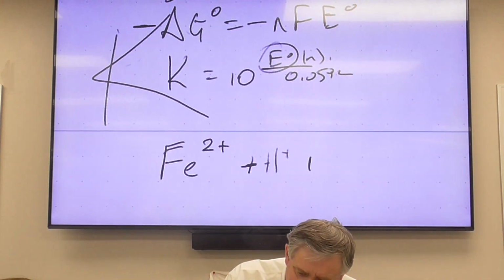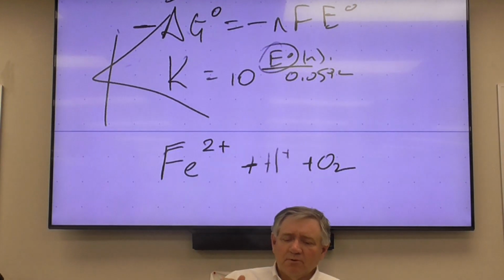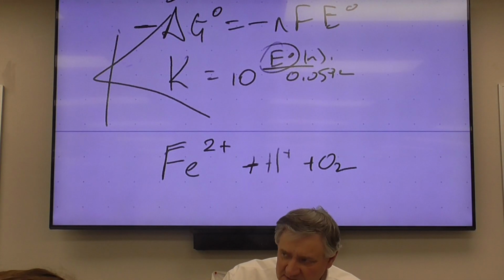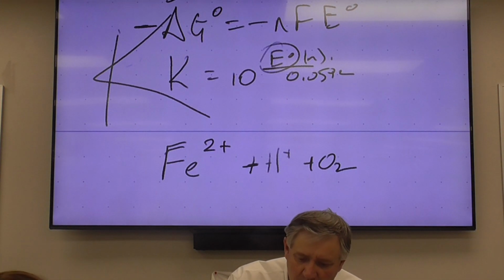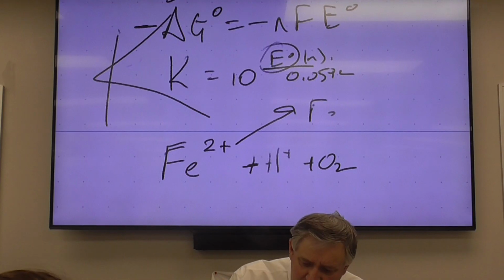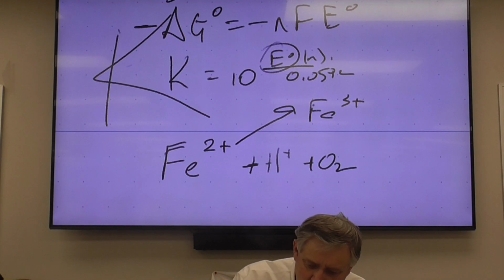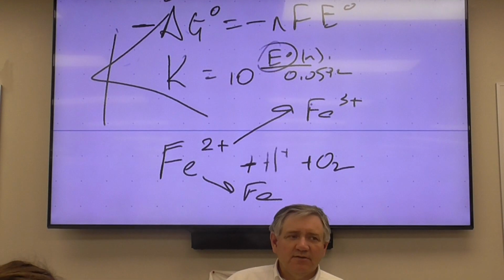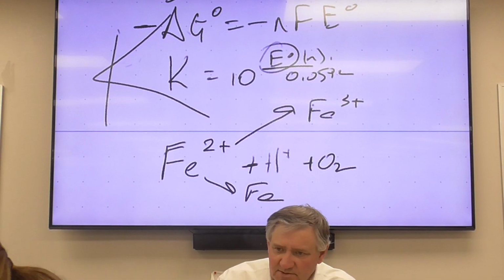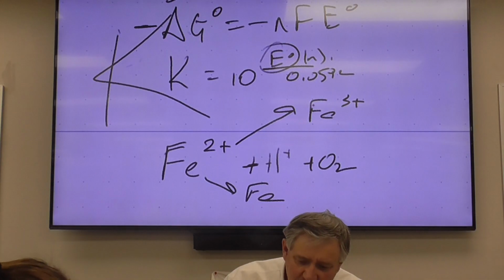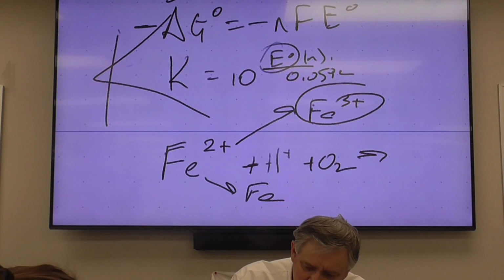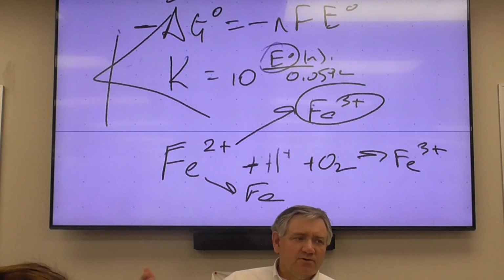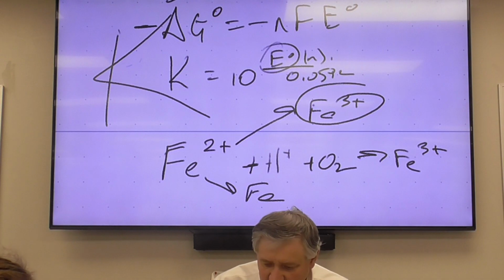So, the oxygen. Now, remember when you have Fe2+, Fe2+ can do one of two things. It can turn into Fe3+, and it can turn into elemental iron. In this situation, what's it going to turn into? Yeah, you're going to turn into Fe3+. Then you can figure out your half reactions from there.